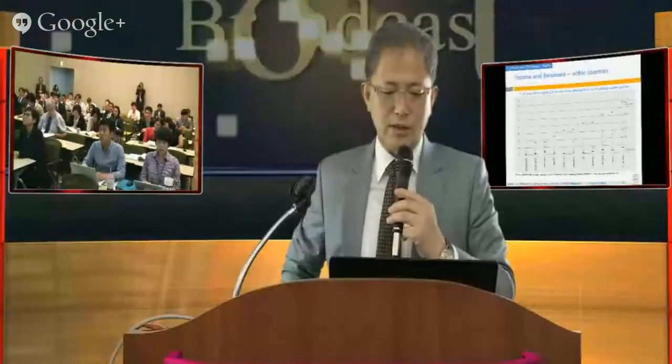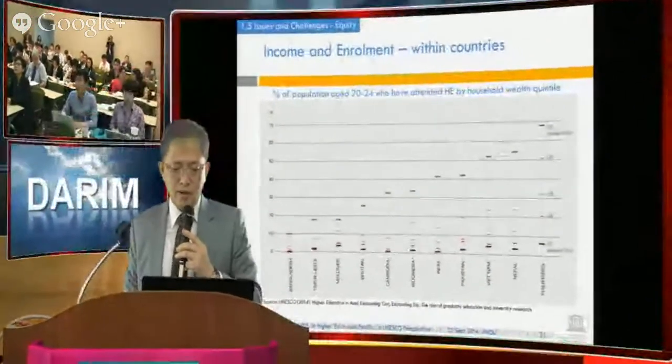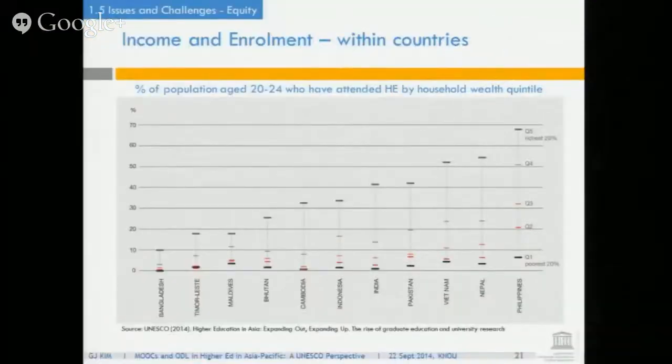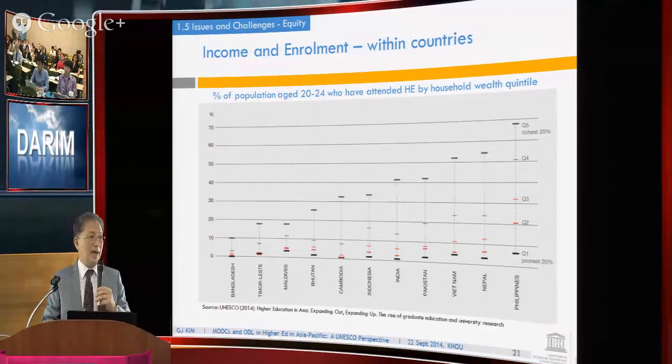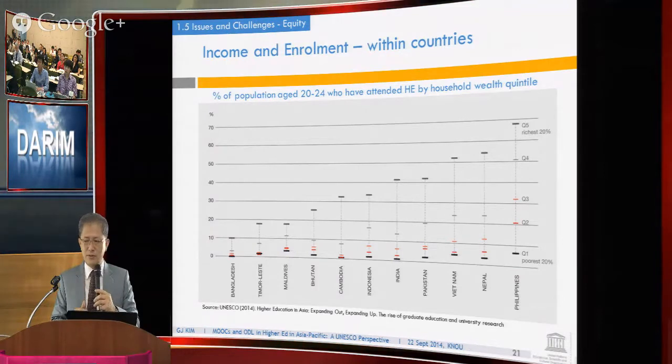Income and enrollment: there's a quite strong association between wealth and access to higher education in our countries in the region. As you can see, the variance differs by country. For example, in the Philippines, the gap is quite high. For the richest 20%, almost 70% have access to higher education, whereas for the poorest 20% it is less than 10%. It's quite a dramatic difference. Whereas in some other countries, the gap is rather smaller. And yet the point is that there are differences.